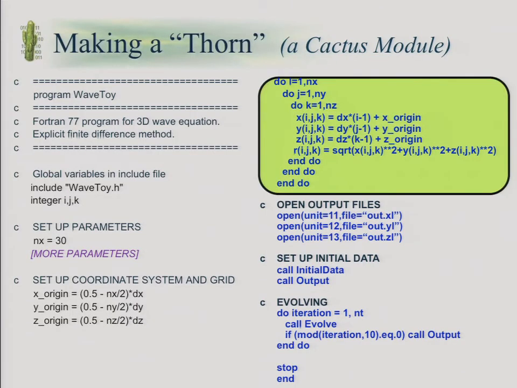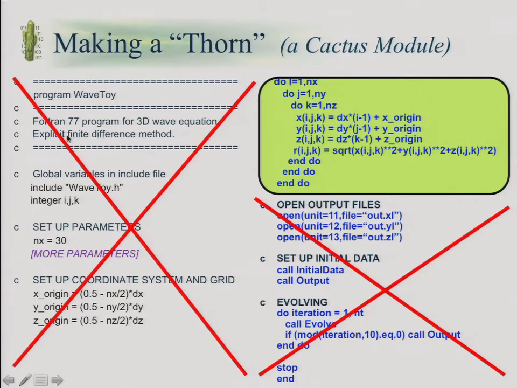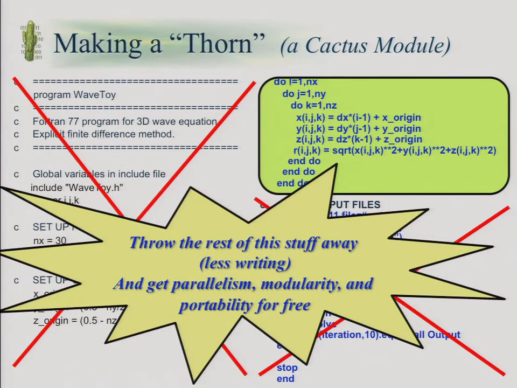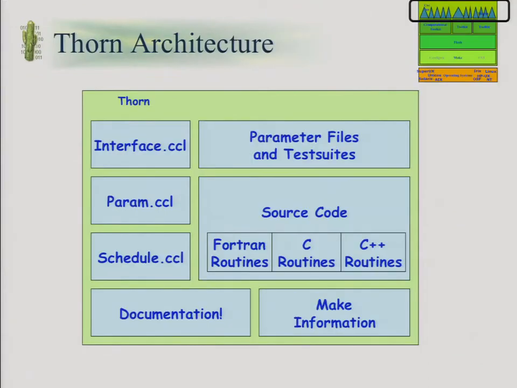So now if I want to make this a Cactus module, I just boxed the wrong thing, but that's okay. The general idea is that the Cactus infrastructure manages the setup of your grids, the management of the parameters, and even the I/O and the output required. So all the physicist has to do is create a plugin that defines what happens for the wave equation, and the block structure grid and all the other infrastructure is handled by your framework. Throw the rest of the stuff away. There's a lot less writing. There's a lot more writing initially to write the framework, but a lot less writing after you have it working. And you get your parallelism, your modularity, and your portability for free, which is a huge plus.